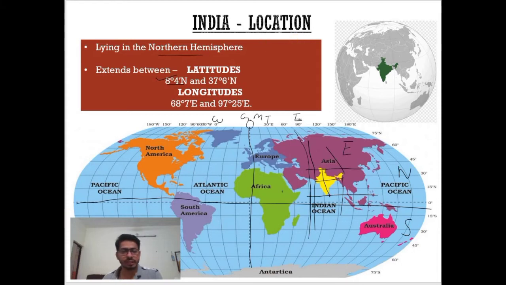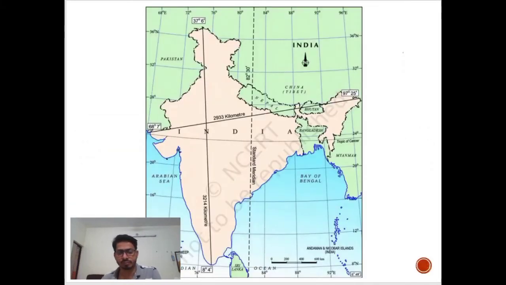So let's move to the next slide. This image will give you a clear picture. Here it is 68 degrees 7 minutes east and 97 degrees 25 minutes east. This is again important. You have to remember this. It can come in exams or as a 1 mark question. Then 37 degrees 6 minutes north. And if you see from Jammu and Kashmir to Kanyakumari, what is the distance?